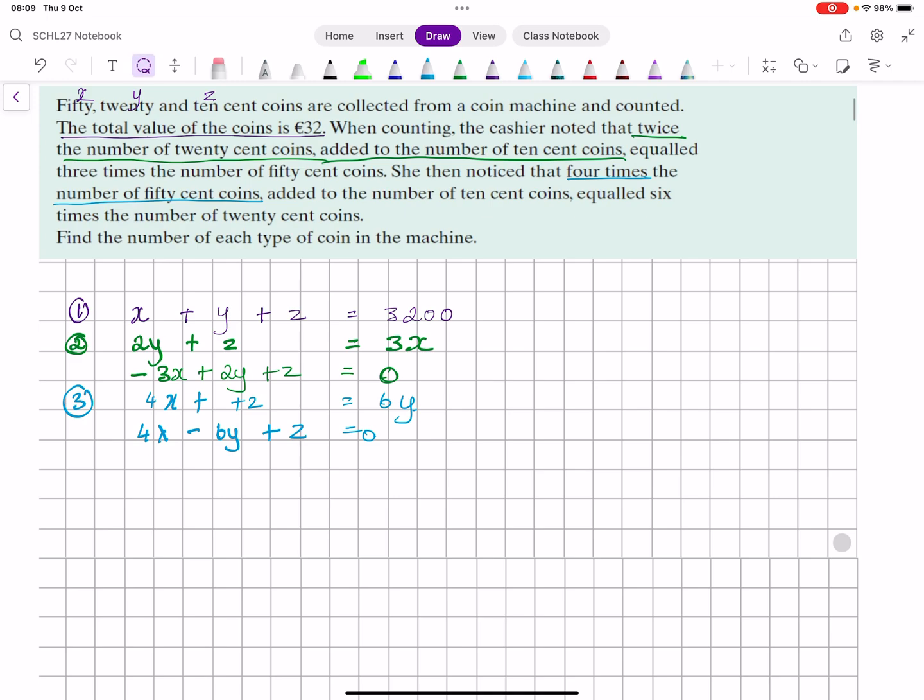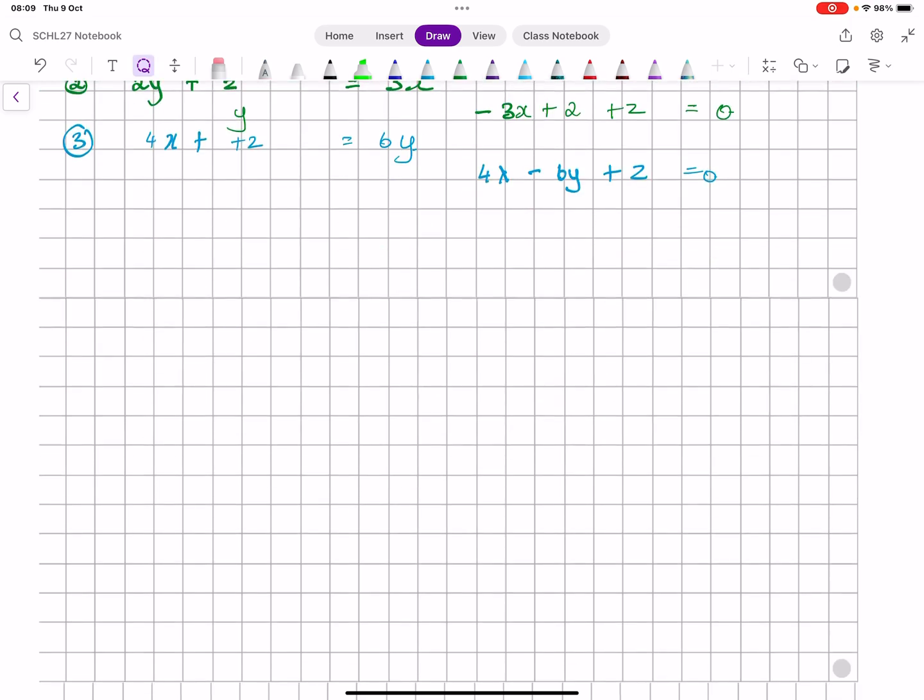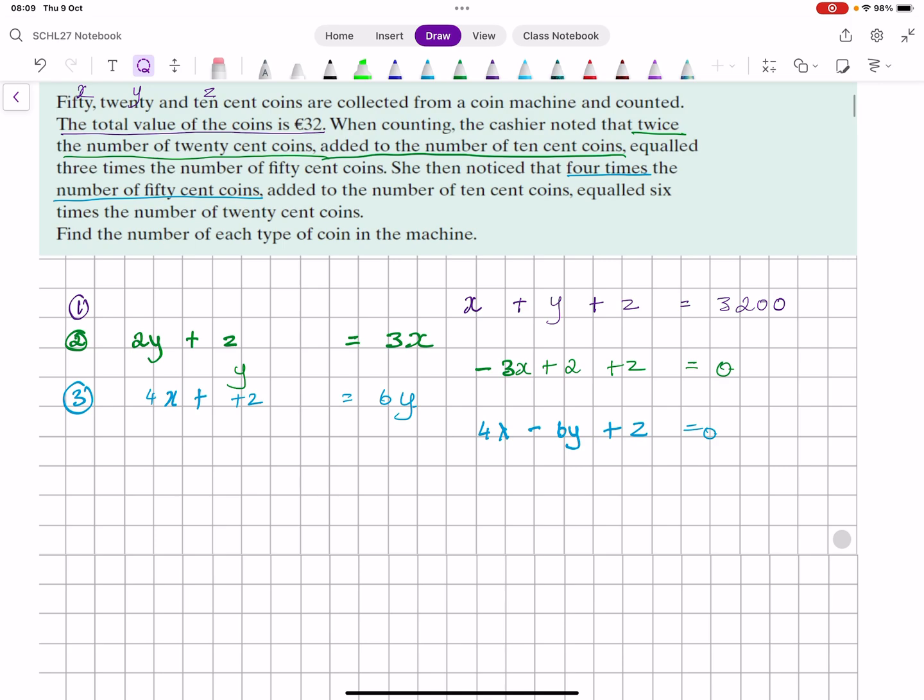Okay, so I'm going to move the equations I'm using. I'm going to move this over here. This is the one I'm going to use. Then I'm going to use this one, and that's equation 2. And then equation 3 is this here. So they're the 3 equations I'm going to use to solve this. Again, equation 1, 2, and 3.